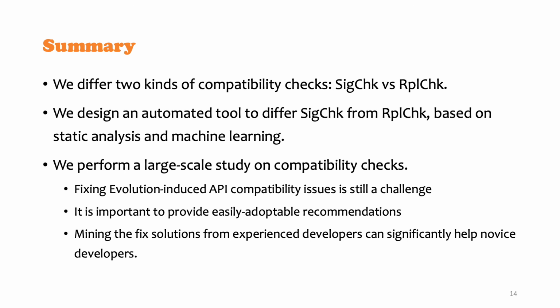In general, our work finds and differs 2 kinds of compatibility checks, and we design an automated tool to differ single check from replacement check based on static analysis and machine learning. At last, we perform a large-scale study on compatibility checks. We find fixing evolution-induced API compatibility issues is still a challenge, so it is important to provide easily adoptable recommendations. And we think mining the fixed solutions from experienced developers can significantly help novice developers.